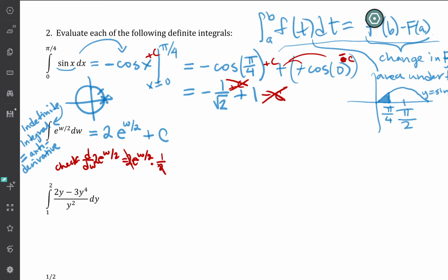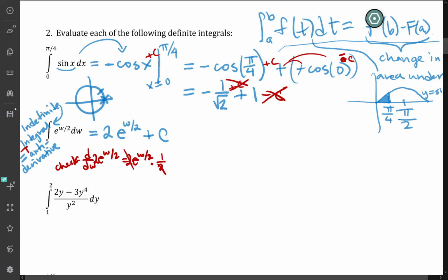When you're doing an indefinite integral, that's asking you for the antiderivative. This is an antiderivative.